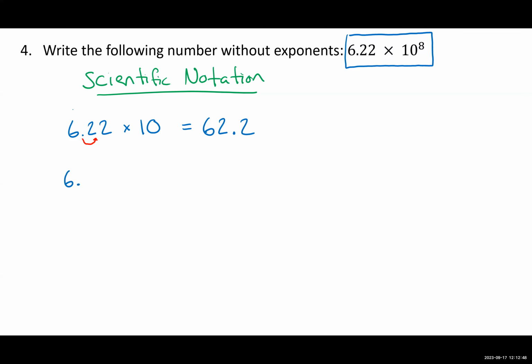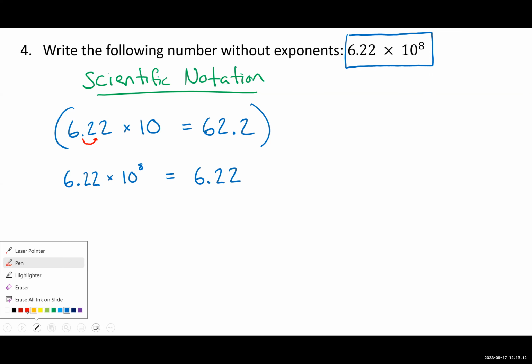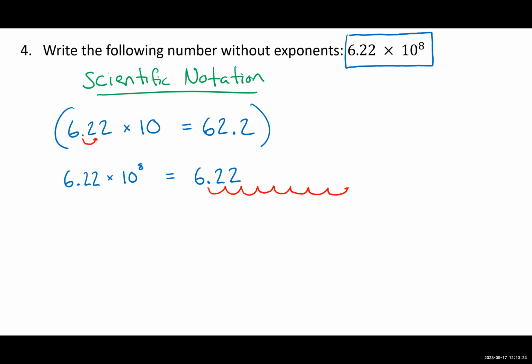But we're not multiplying by 10, we're multiplying by 10 to the eighth power. So let's put this in parentheses: 6.22 times 10 to the eighth. What that is saying is we're taking the number 6.22 times 10 times 10 times 10, eight times. So it's going to move the decimal point eight places. 1, 2, 3, 4, 5, 6, 7, 8. All right, so we have to fill in those empty places with zeros.